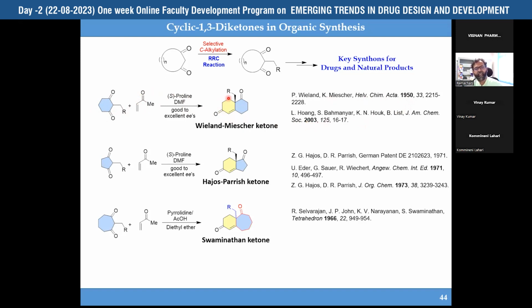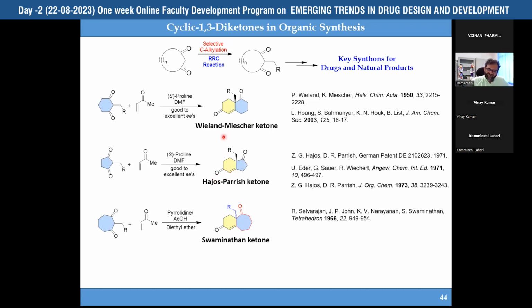At that time the mechanism was not understood. Only in 2003 was it understood how proline catalyzes this reaction. From there onwards, this field evolved to a bigger level. Actually, before Hajos-Parrish and Wieland-Miescher, our Swaminathan, from 1966 in India, published an understanding of this kind of ketone. This is the Swaminathan ketone.